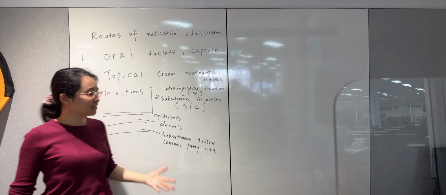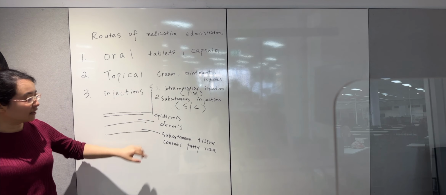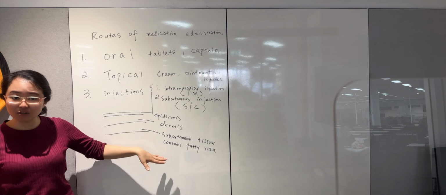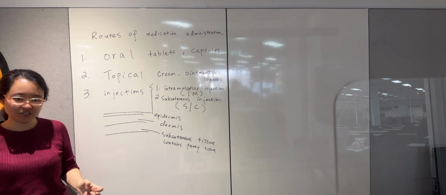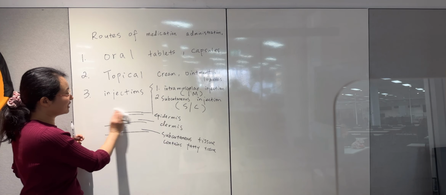Now you have a clear understanding about the different layers of the skin, and where the subcutaneous tissue is, and why we give injections into this tissue: because it can properly absorb medication. Later on, I'll probably ask some questions.